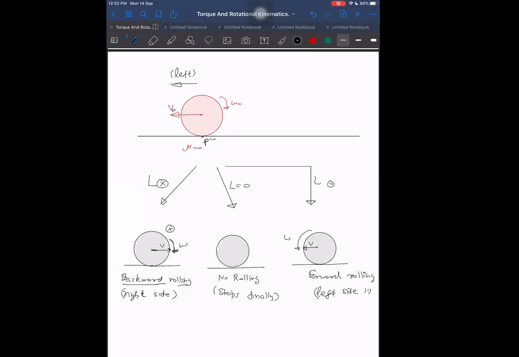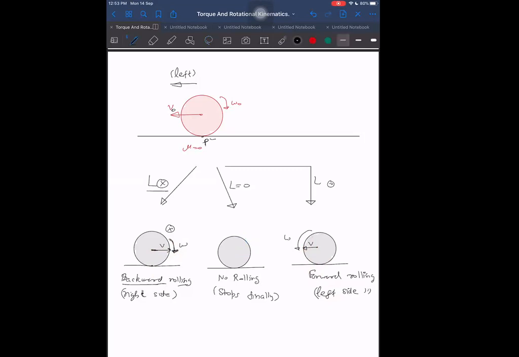Means if omega is clockwise, then due to velocity also, about this point, that will become clockwise only. If omega is anti-clockwise, then due to V also it will be anti-clockwise only. So this will only add up. This will not subtract. In pure rolling, it will always happen like that.